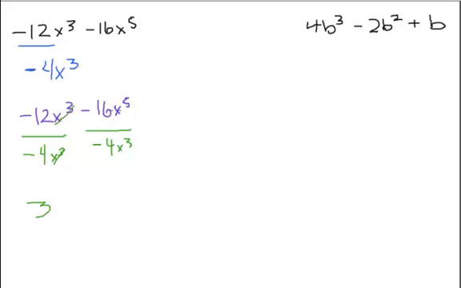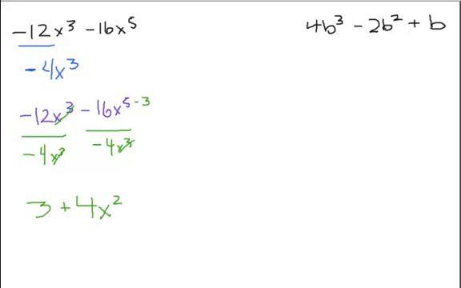I have a negative 16 and a negative 4, and negative and negative is going to give me a positive. 16 divided by 4, that's 4. I have an x to the 5 here and an x to the 3 here, so that's going to cross out the x to the 3 down here, and I'm going to be left with x to the 5 minus 3, x to the 2.